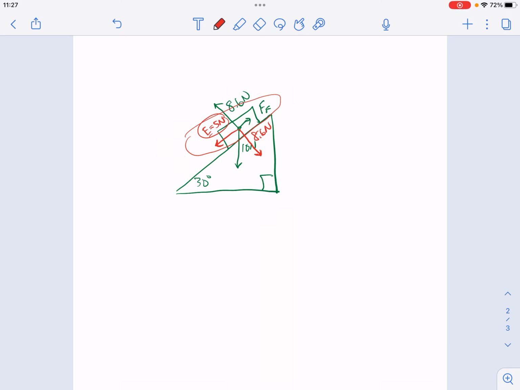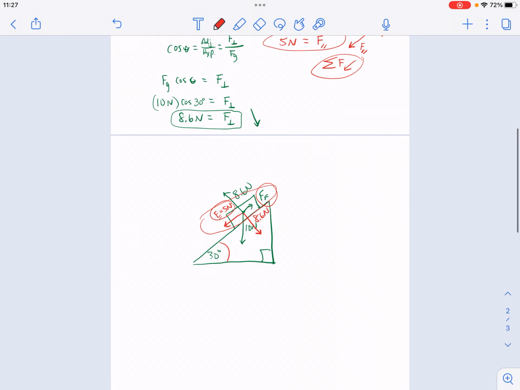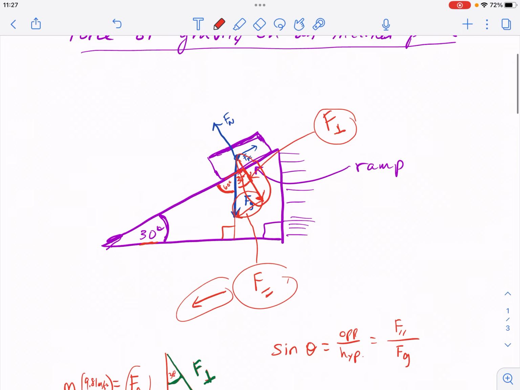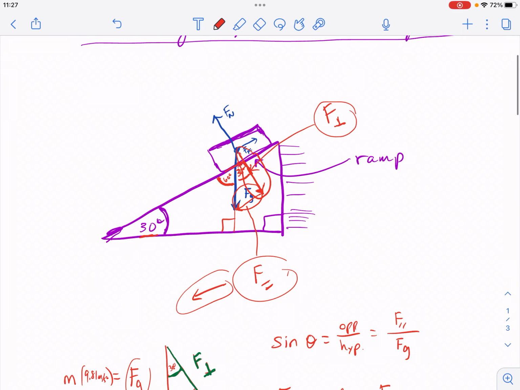And based on the acceleration, we could figure out the resultant force, and we could try to solve for the force of friction as well. But that's how you can use trigonometry to actually calculate the different components of the force of gravity to work with figuring out the resultant force down the ramp.